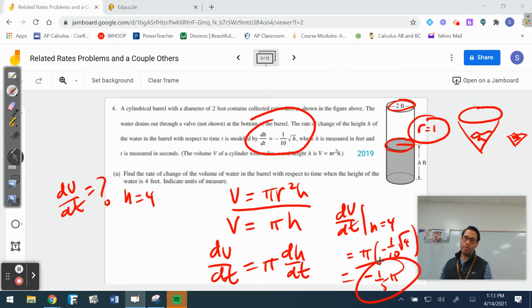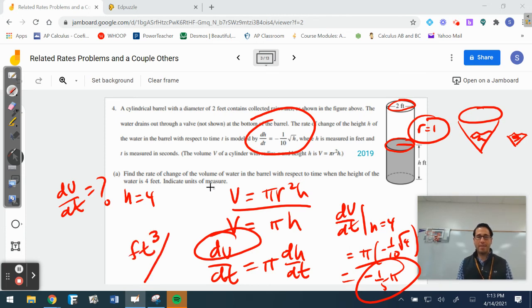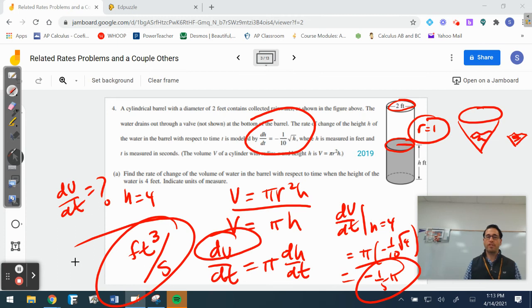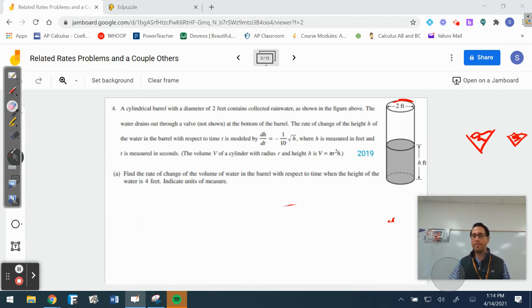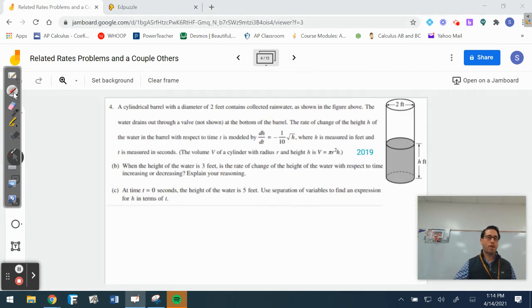It does ask for units. Units are as easy as this. The top is volume, so that would be cubic feet. The bottom is time, and time is measured in seconds. So there's your units, problem done. That was worth 2 points, 1 for that derivative and 1 for the answer with the units. So please do not forget the units. It's almost always helpful to put units, because if your units are wrong, you are not penalized unless they ask you for units.